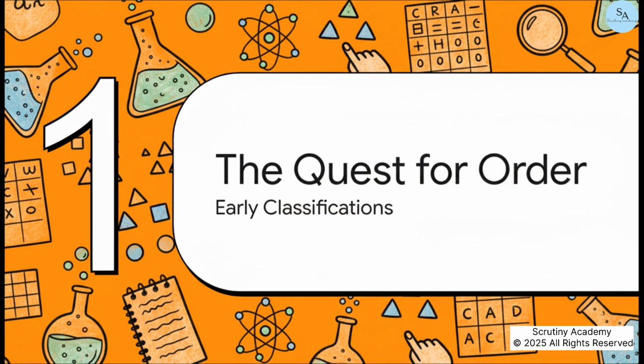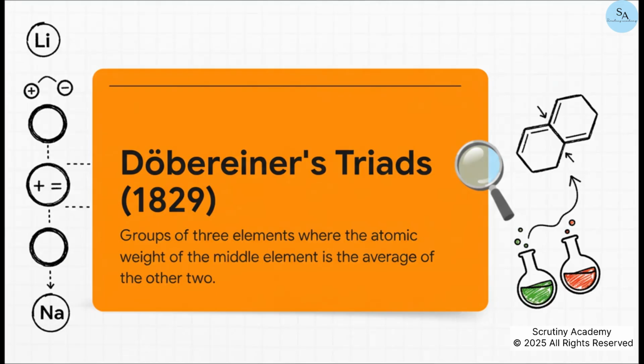He was one of the very first people to spot a kind of hidden pattern among the elements, a little clue that maybe, just maybe, they weren't just a random collection of stuff. He figured out that you could group some elements into these little families of three, or triads, that all had similar chemical properties. But here's the really clever part, the math behind it. He realized the atomic weight of the middle element was almost a perfect average of the other two.